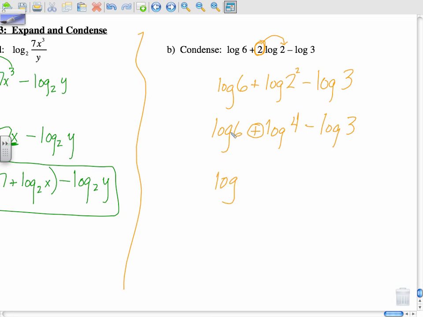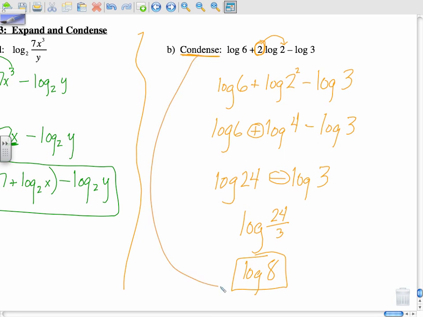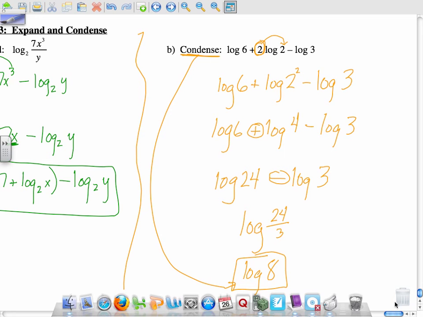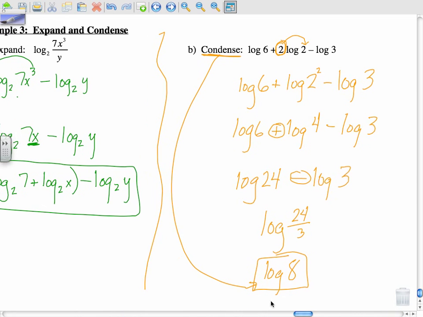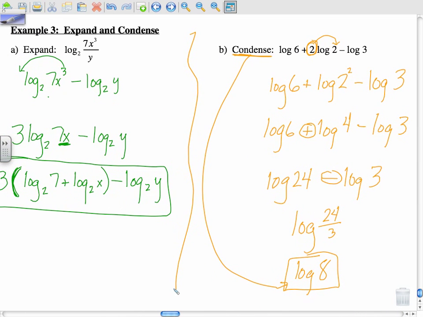Last thing to do, or almost last thing, I'm going to put these two logs together because this is addition right here. Addition is multiplication. So I'm going to change this to log 6 times 4 is 24, minus log 3. This subtraction means division, so I'm going to put it under one log and go 24 over 3. 24 over 3 reduces. Final answer here is log 8. And because it's condensing, I only wanted one log when I was done, and I successfully accomplished that.